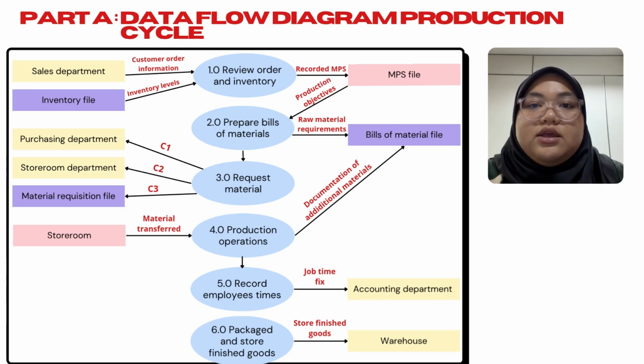Once the production is completed, the process moves to process 6.0, which is package and store finished goods. The input for this process is the finished garments produced during manufacturing. The clothes are packed individually and sorted according to their designs and colors before being placed into designated containers.